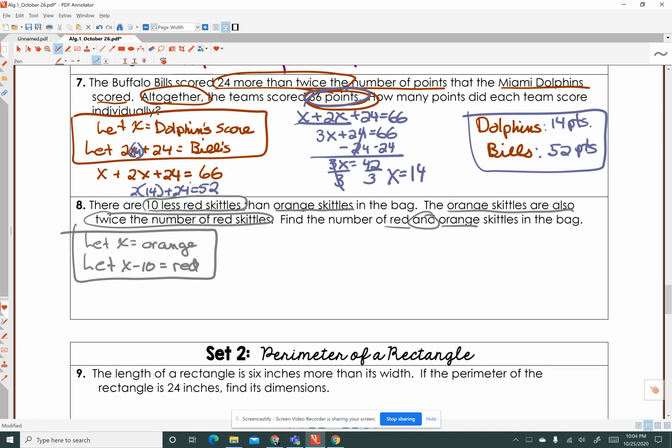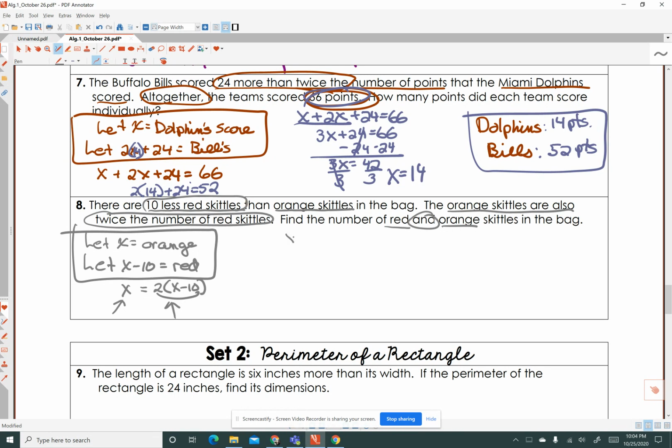So when we set this problem up, we have x equals, so that's the orange Skittles, 2 times the red, and the red is x minus 10. Okay, so on the one side of the equation, we've got orange. On the right side of the equation, all of this is red, and let's figure out how much of each kind there are.